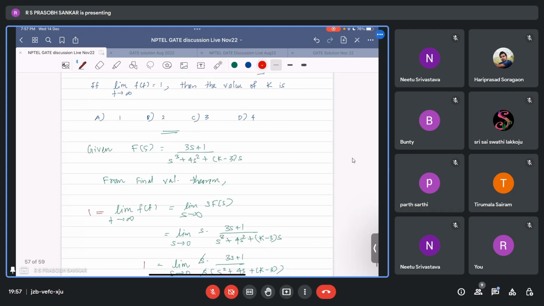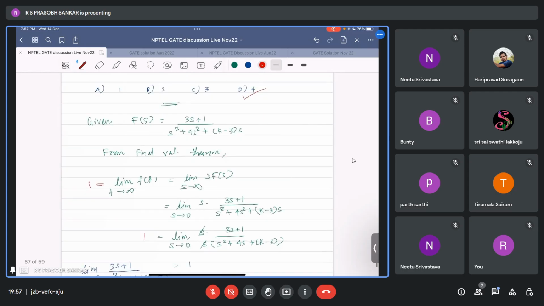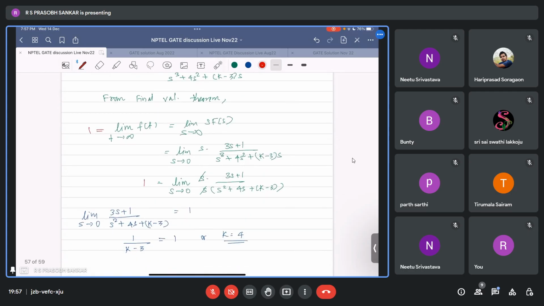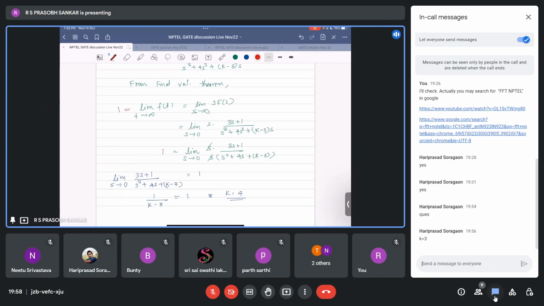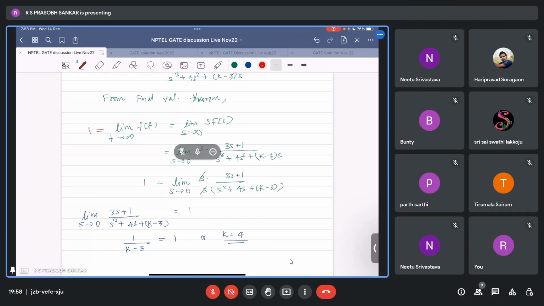So this is the solution. The correct answer is option D. Any doubts? Any clarifications? Is k equal to 3? K is 4, right? Okay, that's fine.